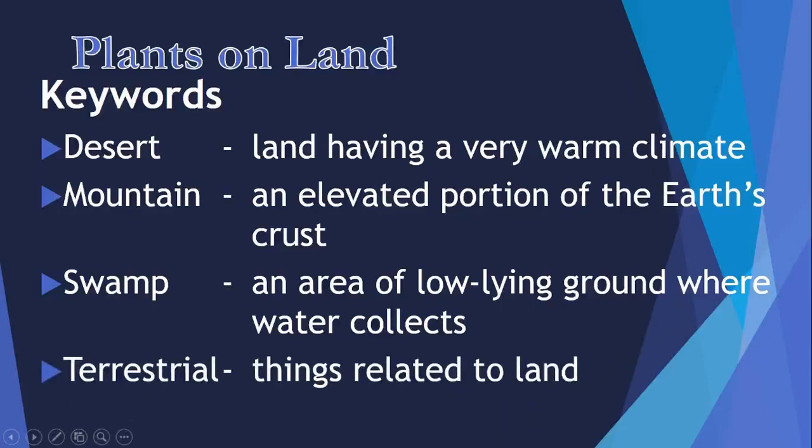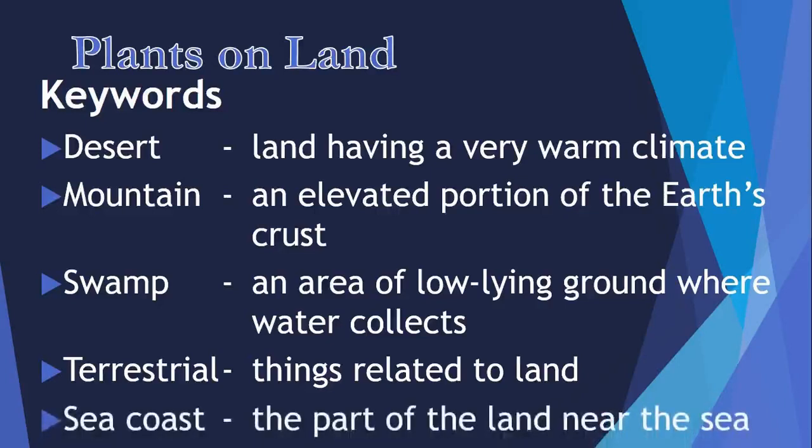Next, terrestrial. Things related to land. Terrestrial means things that are related to land. For example, animals that live on land are called terrestrial animals. Plants that grow on land are called terrestrial plants. Okay. Next, seacoast. The part of the land near the sea is seacoast. The shore or border of the land adjacent to the sea. Okay, I hope you have understood the meaning.